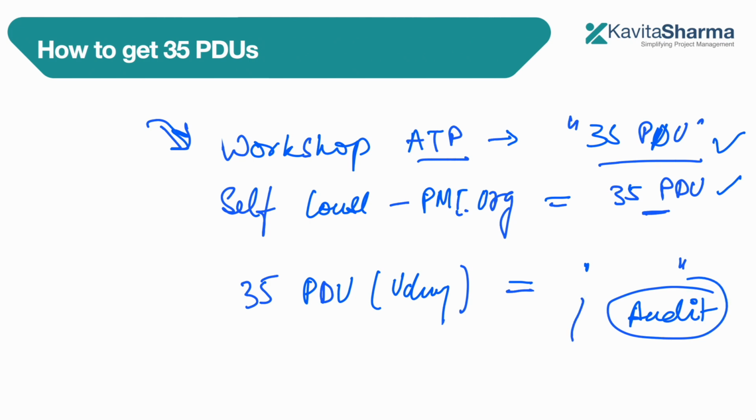The reason for that is PMI has no source to know whether you have done this particular program, whether the content is whatever PMI wants you to study, and so on. So your application may get into audit.